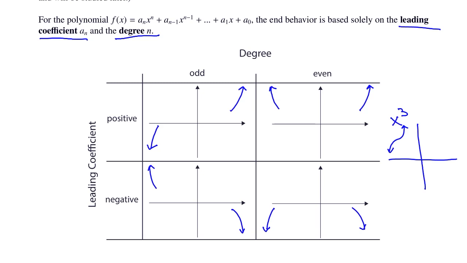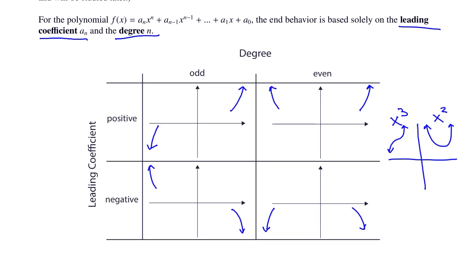What function has a leading coefficient that is positive and is even degreed? That's x squared, and you know that that is your basic parabola. It goes up on both sides. Notice how these two graphs match the two graphs on the left side in the chart, the end behavior.